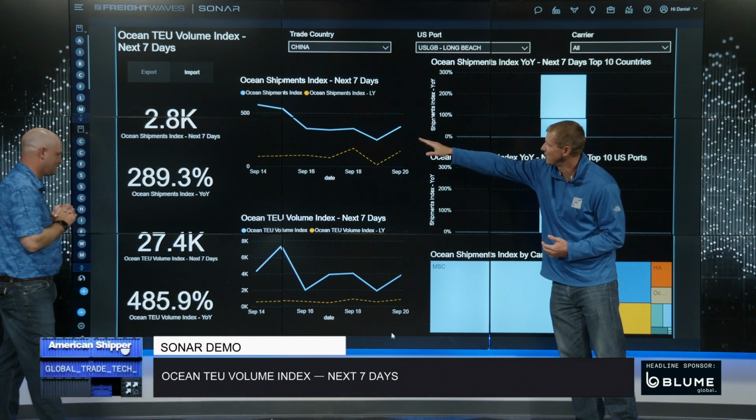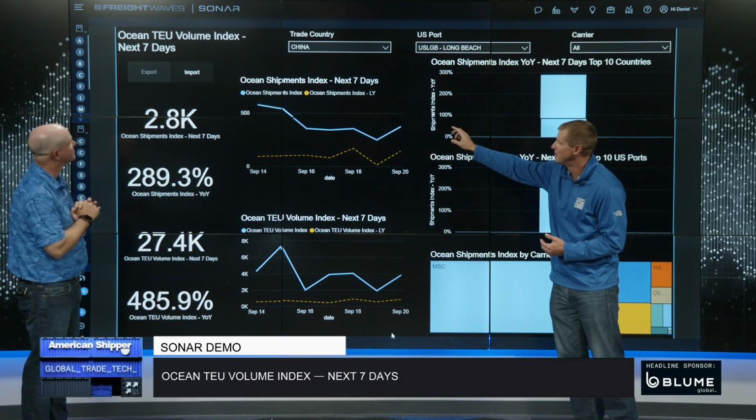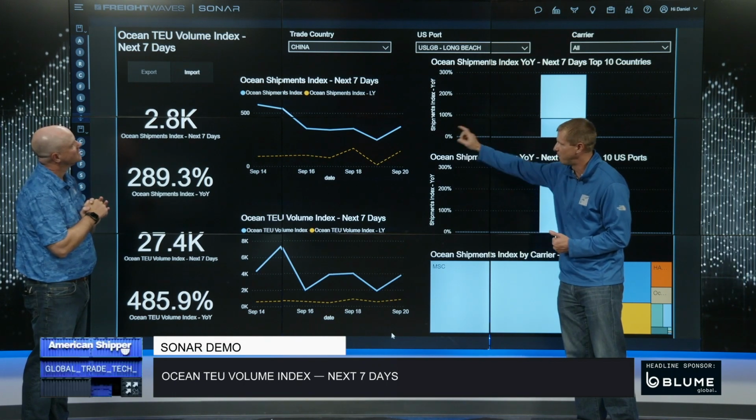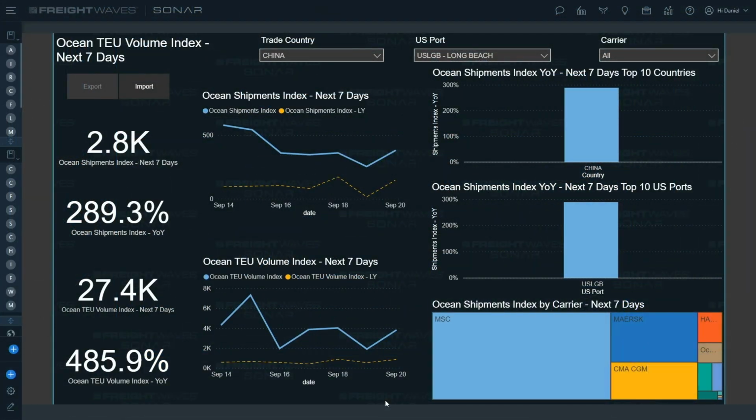And you can see there's a clear relationship between these two lines, but the blue line is operating far exceeding it. And then, of course, down there on the left, you can see the TEUs. Now, that's specific to Long Beach, from China to Long Beach. But let's go back to clear out the ports. We have all of US.